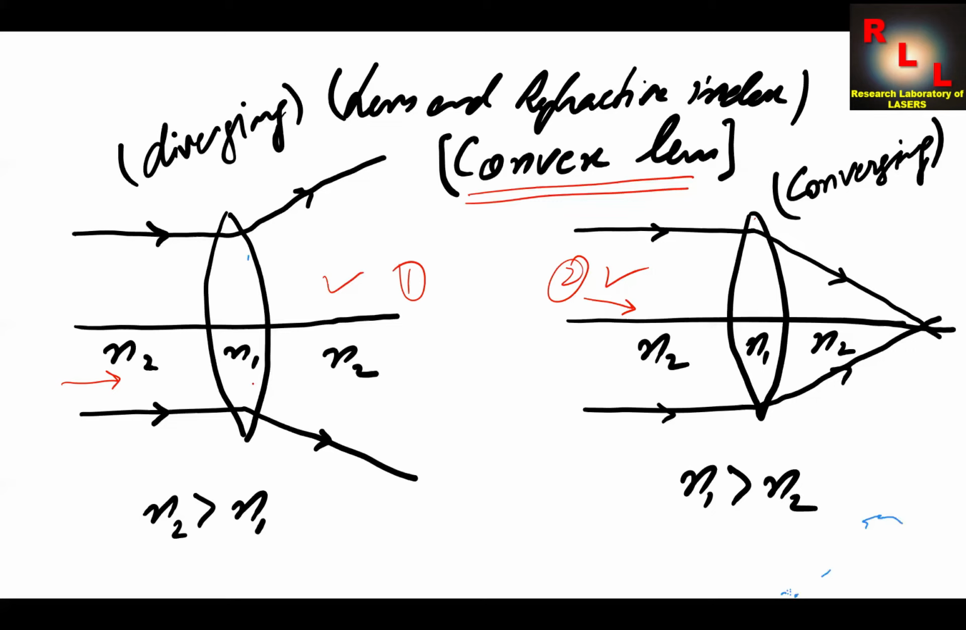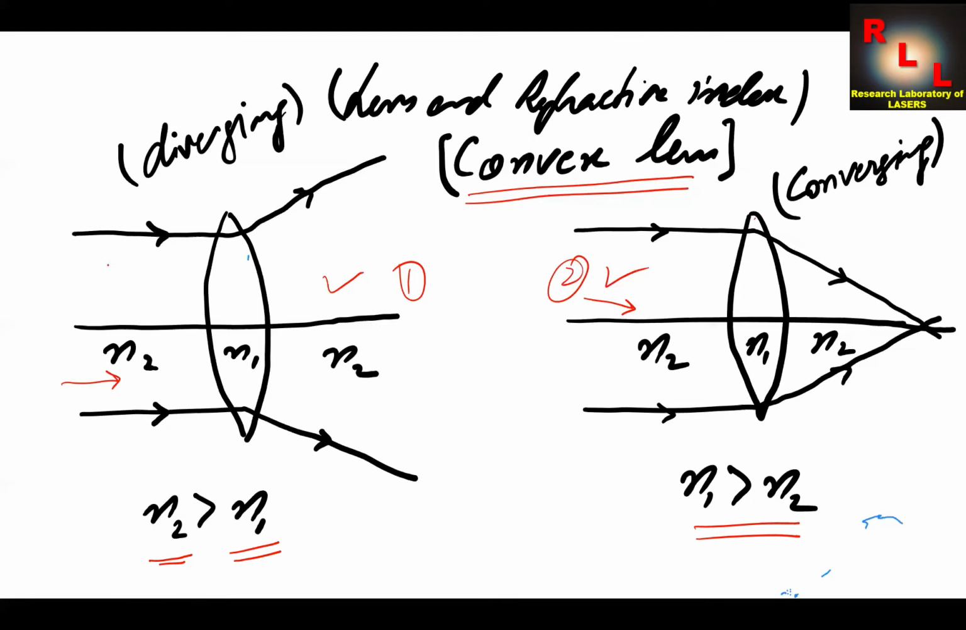So if N2 is greater than N1, what is happening? This is the principal axis. Light is going away from the principal axis. If N1 is greater than N2, then the light is converging. It's moving towards the principal axis.